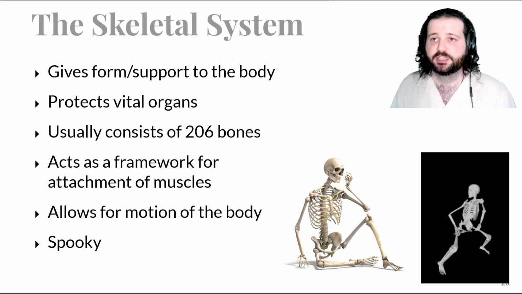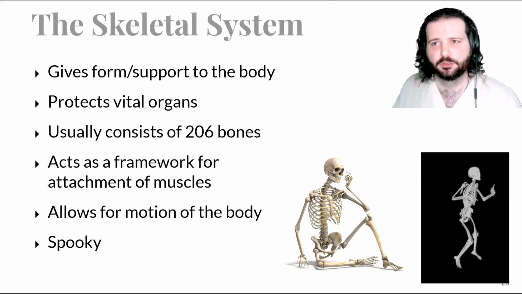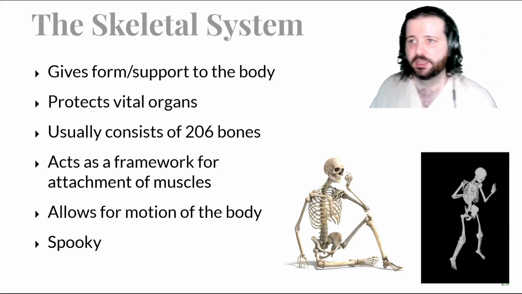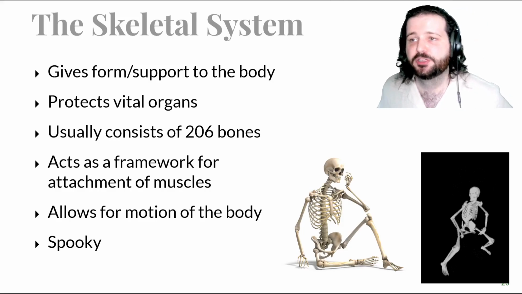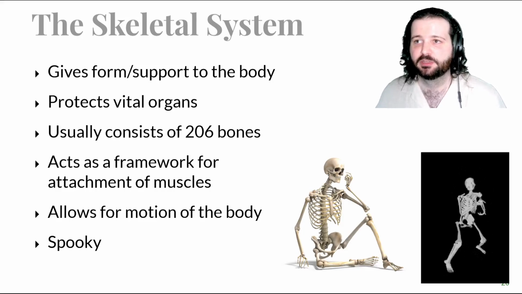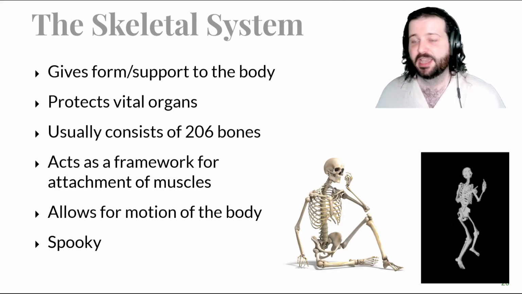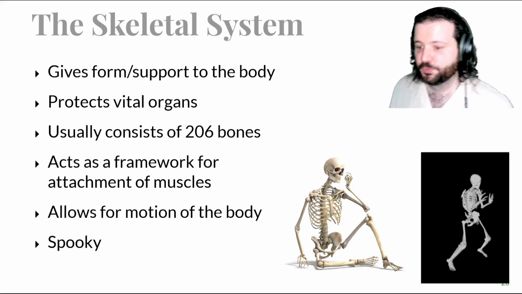Now, it usually consists of around 206 bones. There are some people who are born with a few more in interesting places, like if somebody has extra toes or extra fingers, and then there are some people who have less. I met a guy who had no femur on his right side after it got broken and he had surgery. And so he had 205 bones when we were on the ambulance.